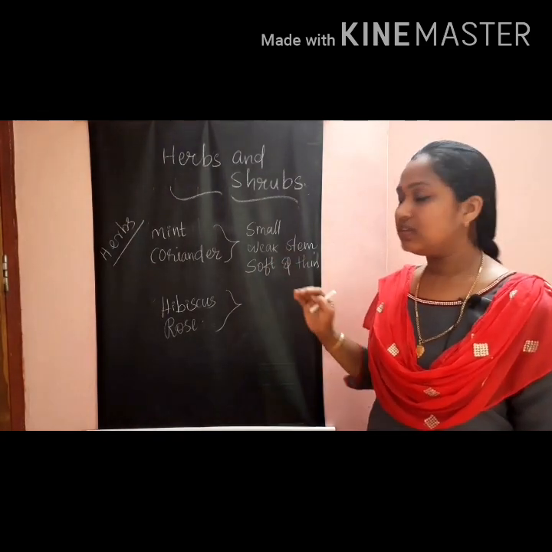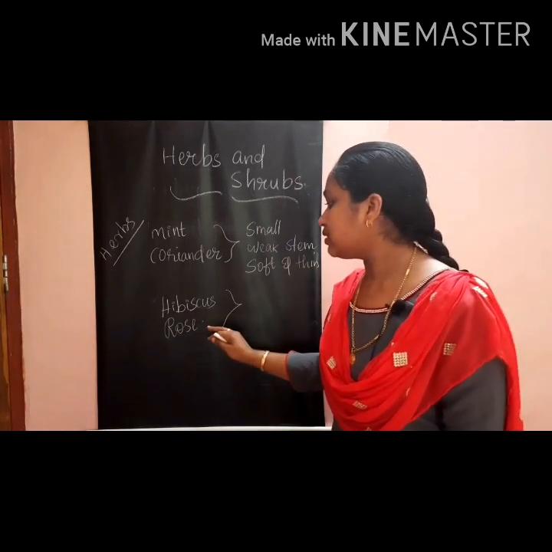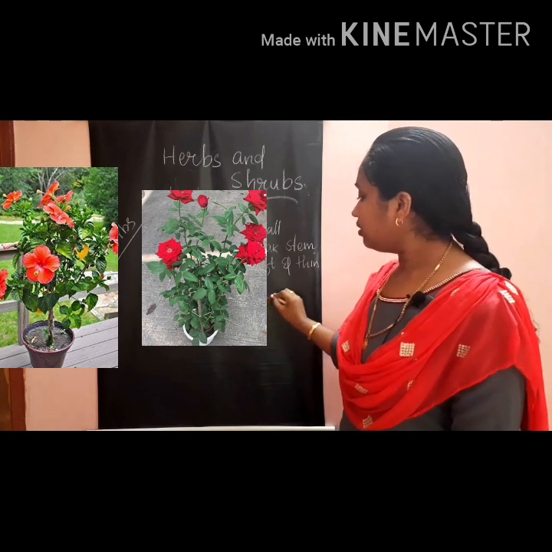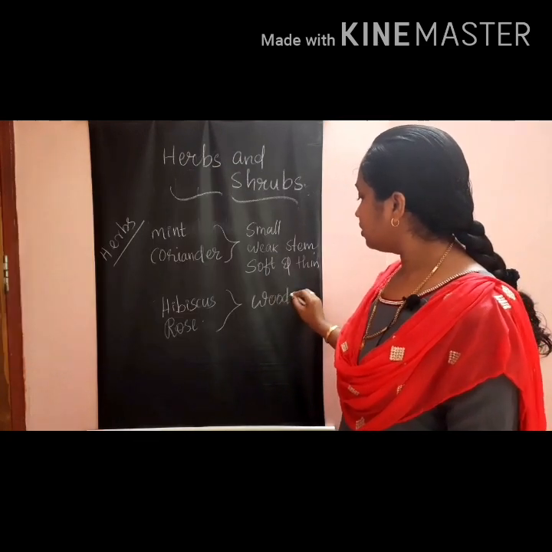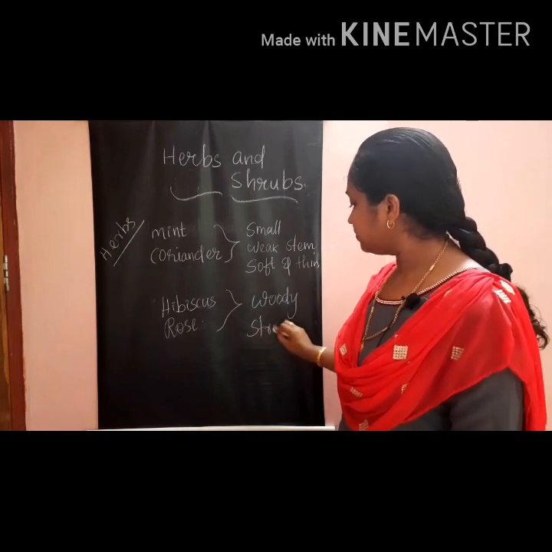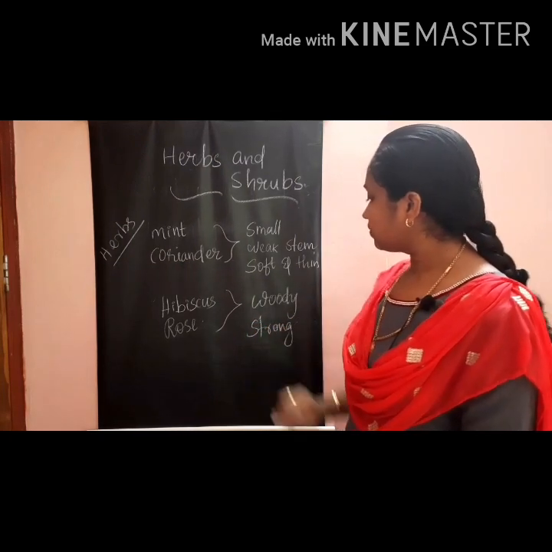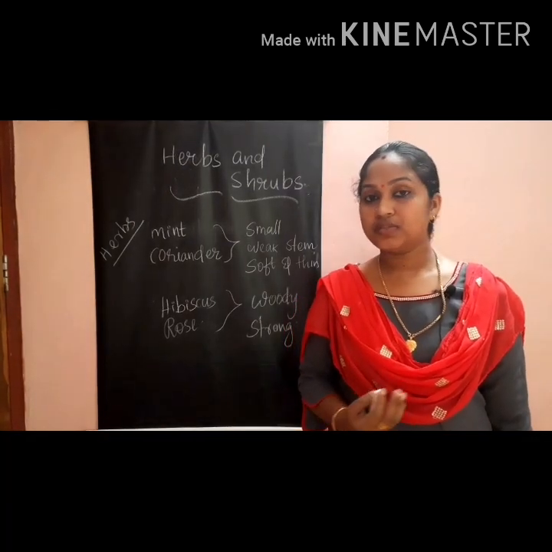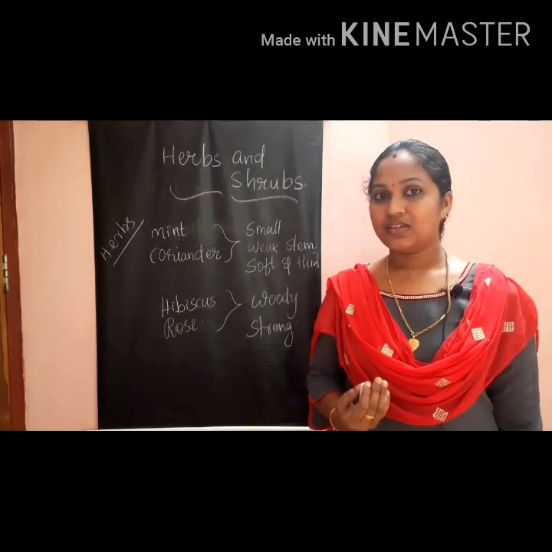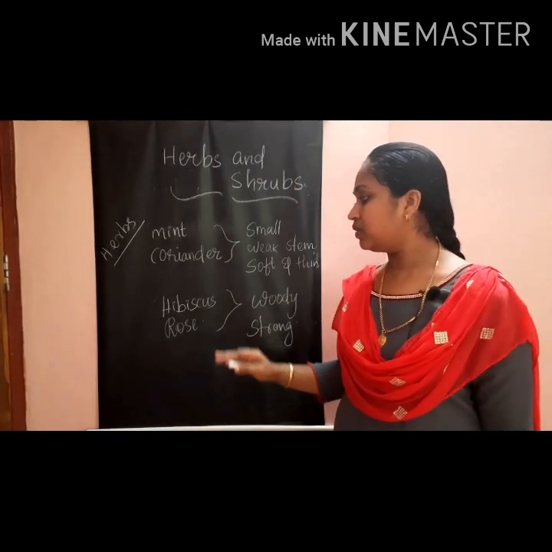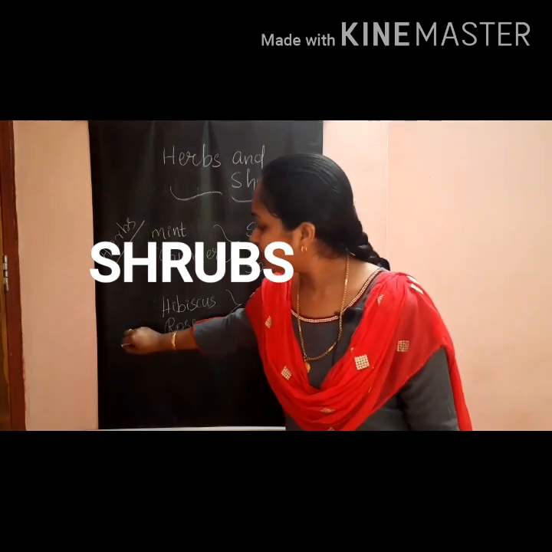Okay. Then the next group, hibiscus and rose. Look at the plant, all of you. The plants are very strong and woody. And they have many branches too. Have you observed it? Yes. So which group is stronger? Yes, the second group. So these are shrubs.